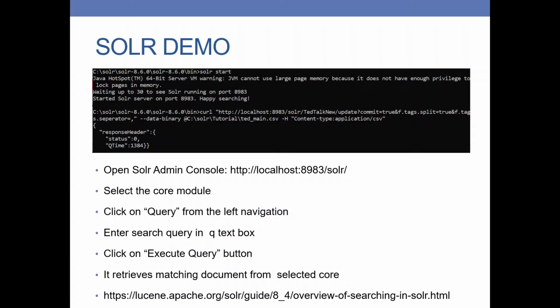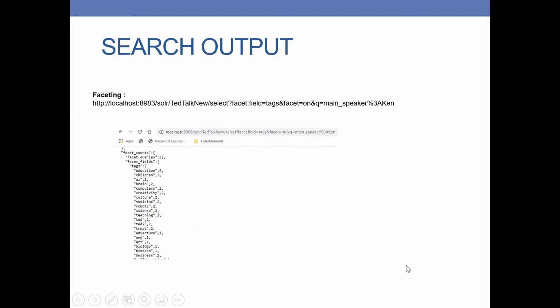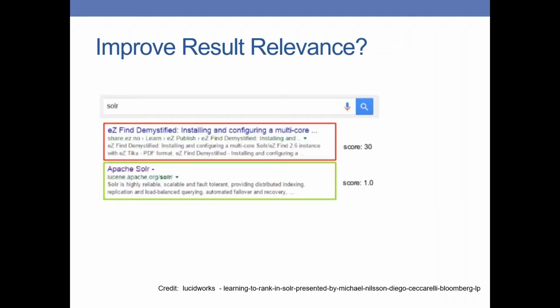So you can go through this Lucene URL for more examples. So a few outputs of what we have just seen. Here I've done a search for main speaker as Ken and then faceting on that. So we have seen so far how to add data and enable basic search.